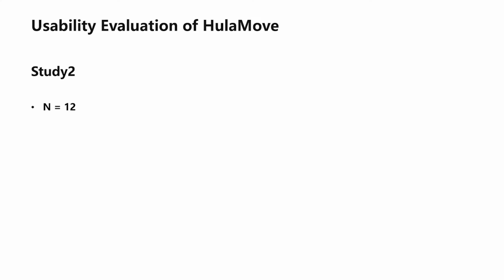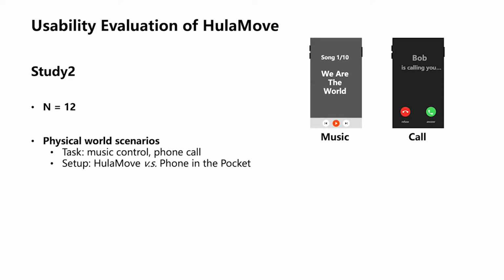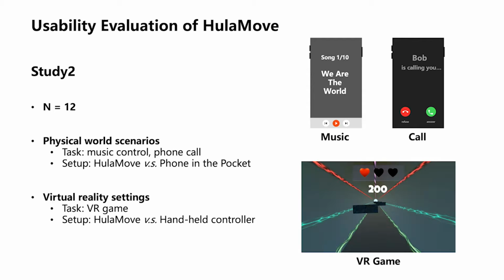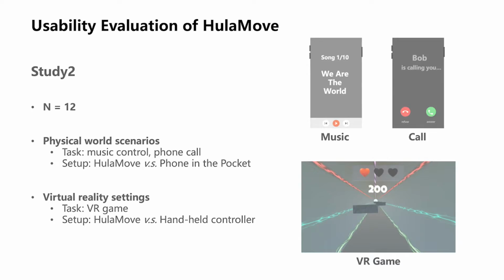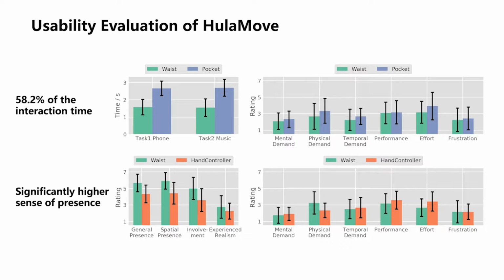Finally, we ran a usability study under 2 scenarios. A real-life scenario that simulated daily working conditions when users' hands and eyes were busy, and a VR scenario where users play an immersive game with HulaMove. Our results revealed that the waist interaction only needed less than 60% of the interaction time compared to the touchscreen interactions in real-life settings, and that using the waist in VR significantly increased the sense of presence.